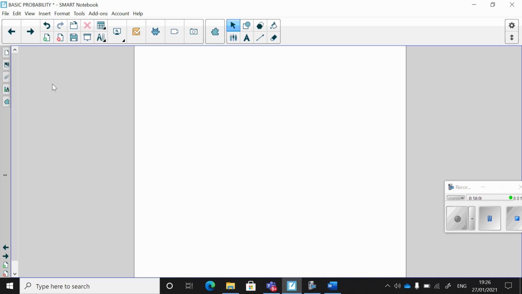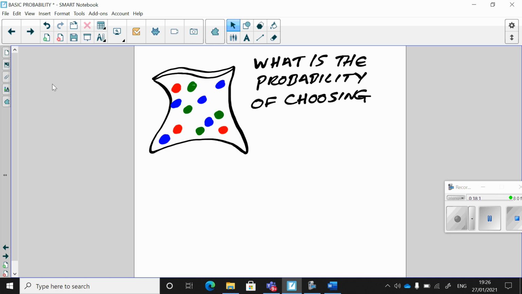Right. Okay, though. Oh, it's giving us a blank page here. So what's the probability of choosing a green ball? And again, apologies, no question mark. Right. What's the probability that I'm going to leave out all the question marks here? What's the probability of choosing a green ball?